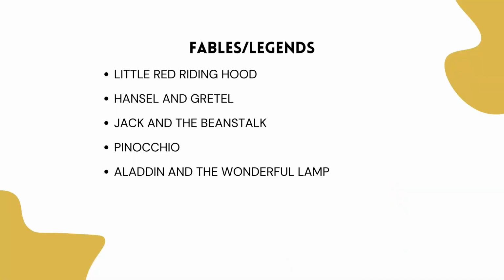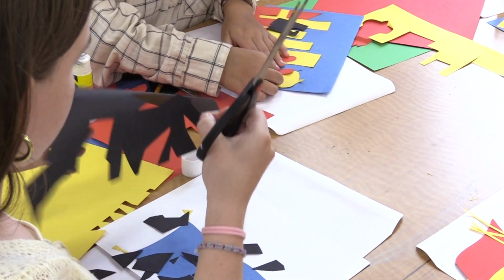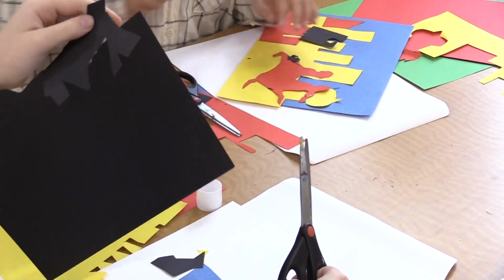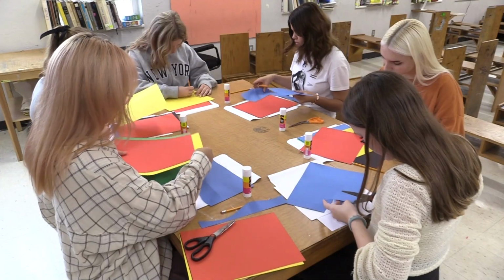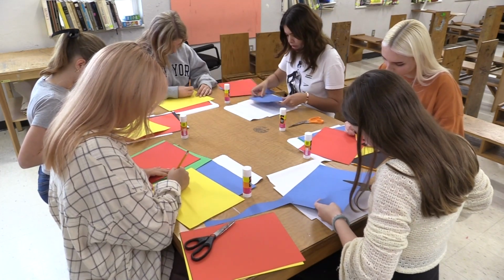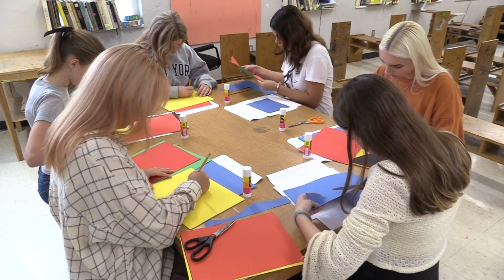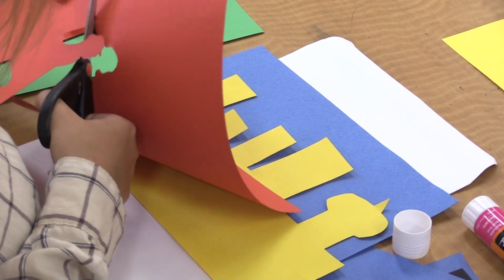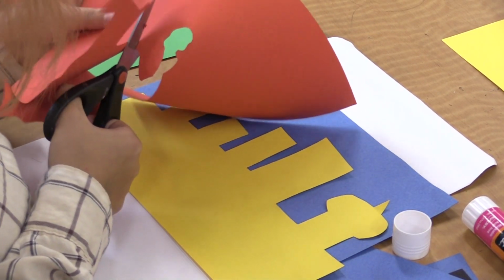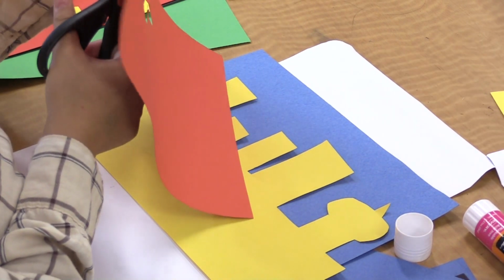These include Little Red Riding Hood, Hansel and Gretel, Jack and the Beanstalk, Pinocchio, and Aladdin and the Wonderful Lamp. Applicants should familiarize themselves with all 5 of the fables/legends listed above, since they will not know which one they will have to base their design on until they arrive at their live audition. Applicants will cut their desired shapes out of colored paper, such as construction paper, arrange and glue them down to a piece of 8.5 by 11 inch white paper or cardstock, which will serve as the base for their design. This design should be a creative visual representation that is inspired, in some way, by the assigned fable or legend.